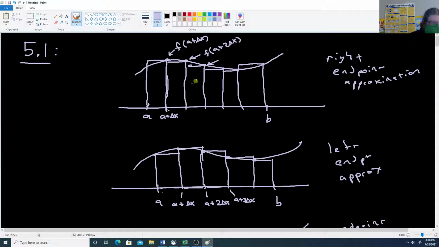When you're out here at the third one, you have a delta x, a plus 2 delta x. This out here would be a plus 3 delta x's. So the height of that would be f of a plus 3 delta x. And the width of each of these rectangles is delta x. So the height of the first rectangle is f of a plus delta x. The width is delta x. So the area of the rectangle would be the height times the width.